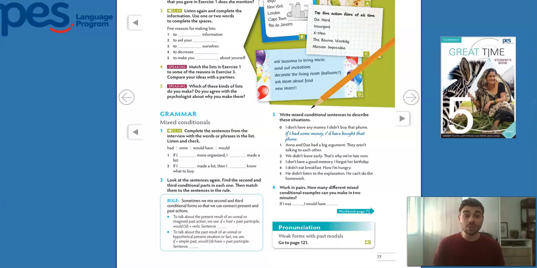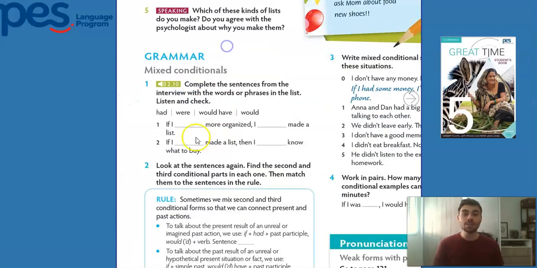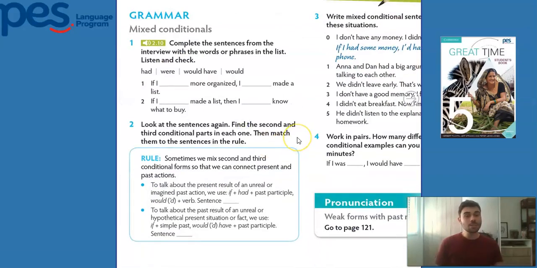So, for starters, for those who have their books with them, we are on page 77, right? And we're going to start taking a look at this part here called mixed conditionals. And then you might be thinking, what does it mean to think of mixed conditionals? And that's exactly the point of our video now, okay?